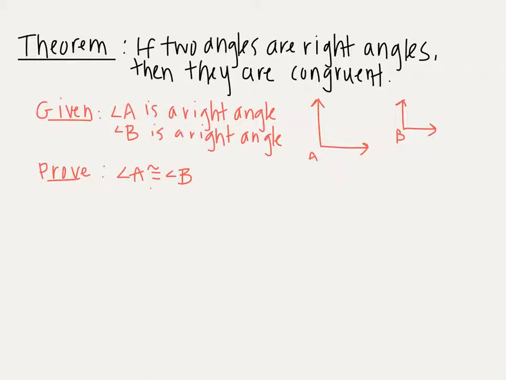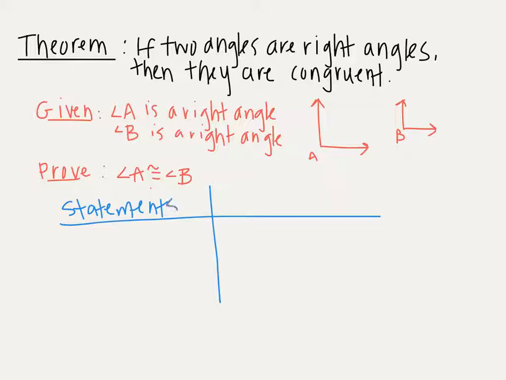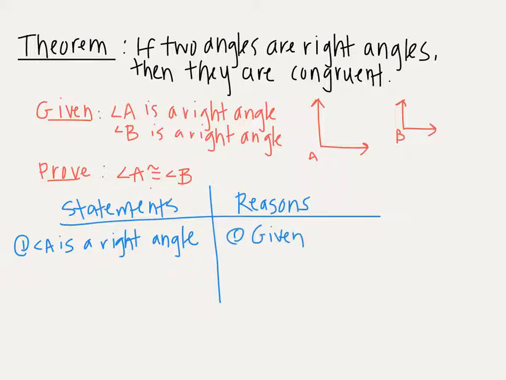So when we're doing a proof, we have this thing called a two-column proof. And on the left side, we put our statements. And on the right side, we put our reason why that statement is true. So for this one, our first statement's going to go like this: angle A is a right angle. And why do we know that? We know that because it was given. So reason number 1 is given.